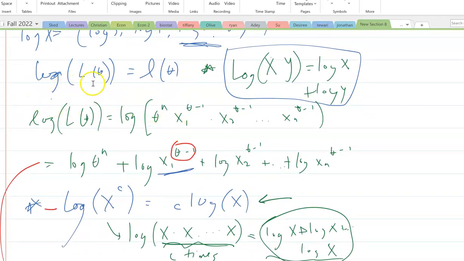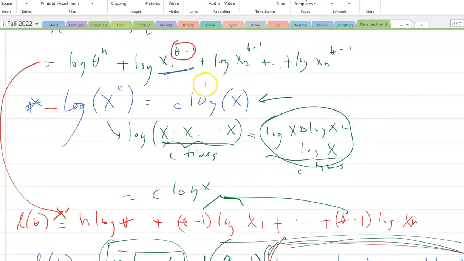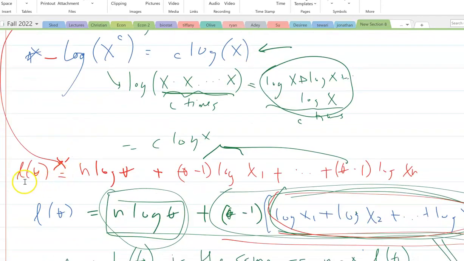So we take the logarithm of the likelihood function. This is the likelihood function that we have earlier. We take the log of that, and remembering the rules of logarithms, you apply them properly here. This allows us to take the derivative of the log likelihood function. So little L of theta will be equal to this.